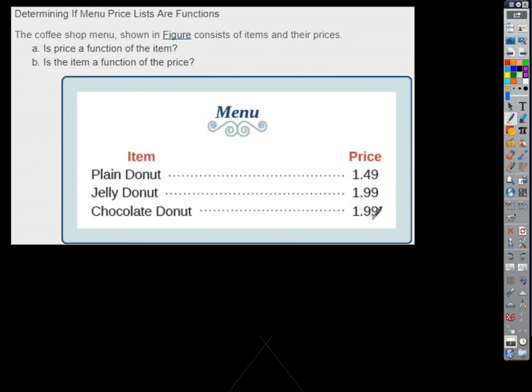Okay, so what about part A? Is price a function of the item? First of all, how would I maybe write that function? So this would be price as a function of item, right? So let's let price be P and item be I. What would that look like?